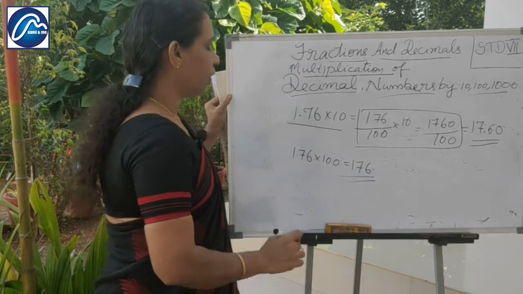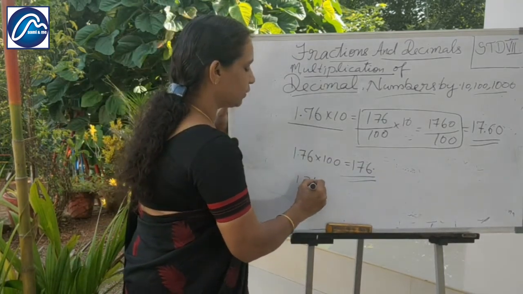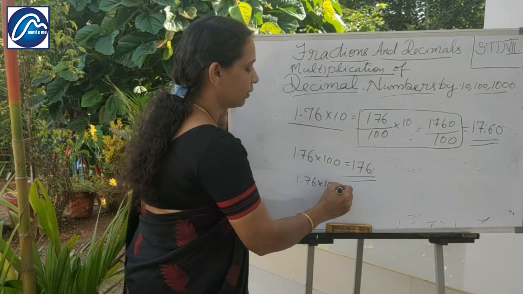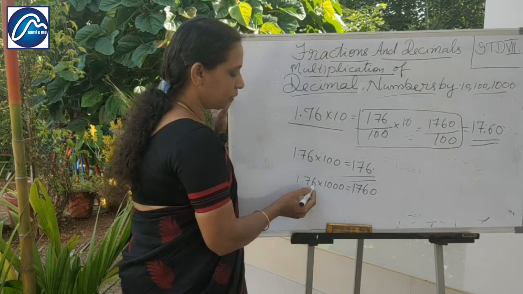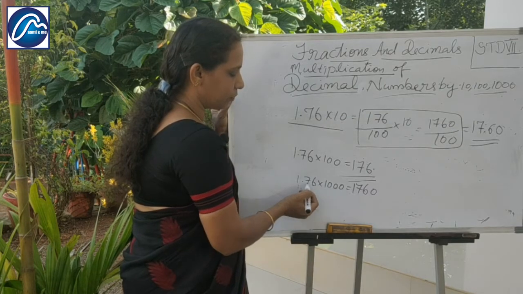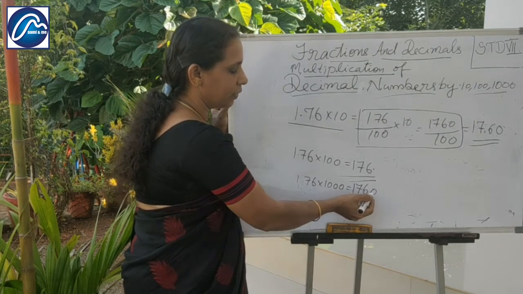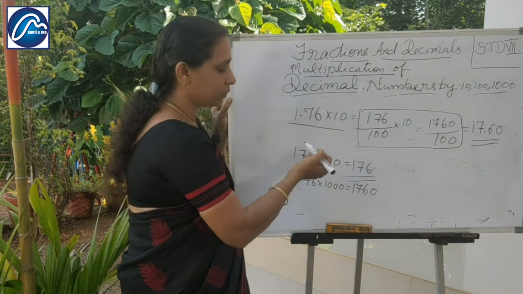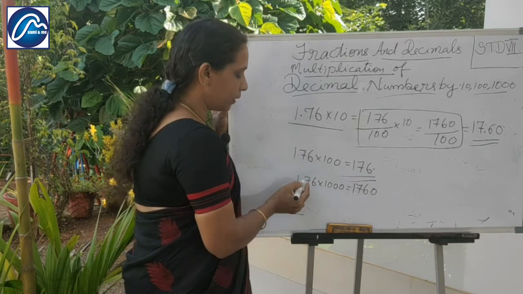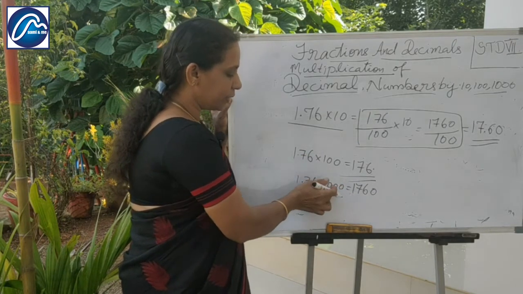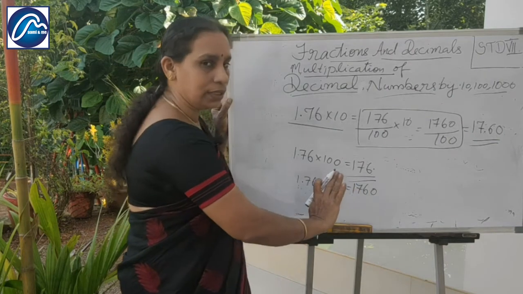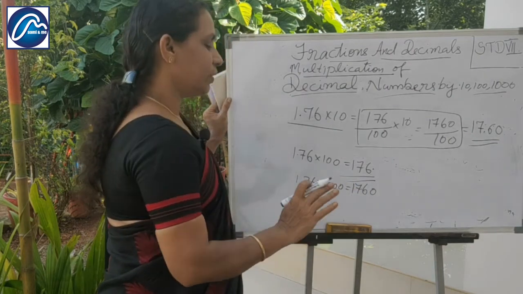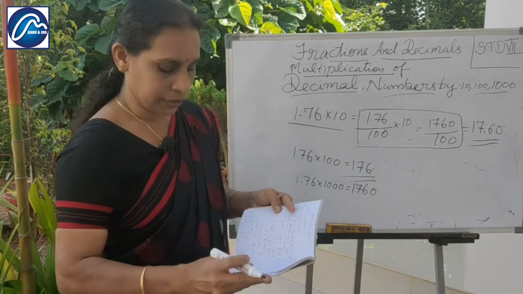Now if it is 1.76 into 1000, it will be 1760. How? 1, 2, 3. 3 zeros are there. 1, 2 places only here. So you put one more 0. So after the decimal, the number of zeros there are is the number of places the decimal moves. Then you will get the answer. Okay.